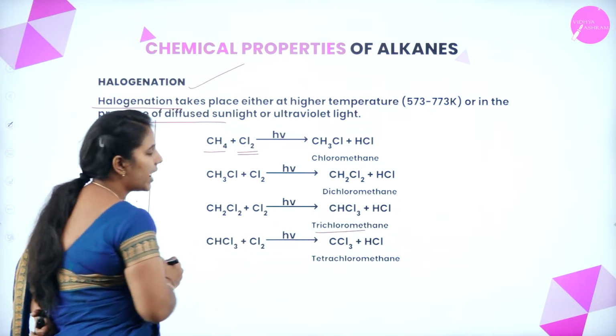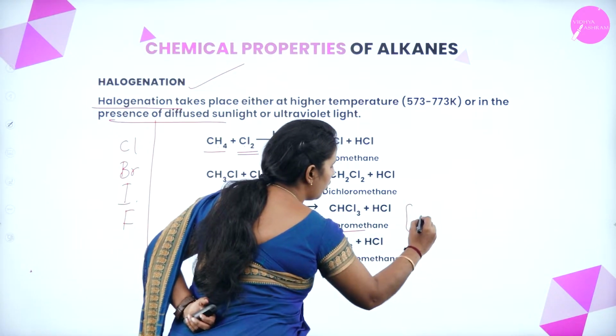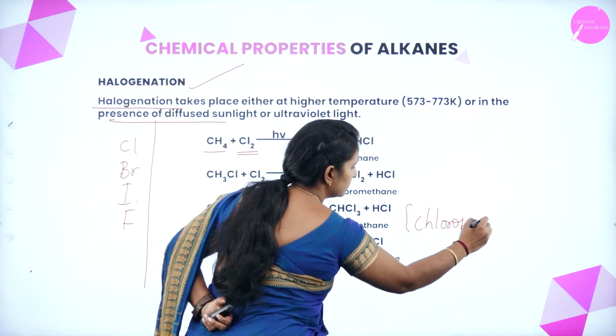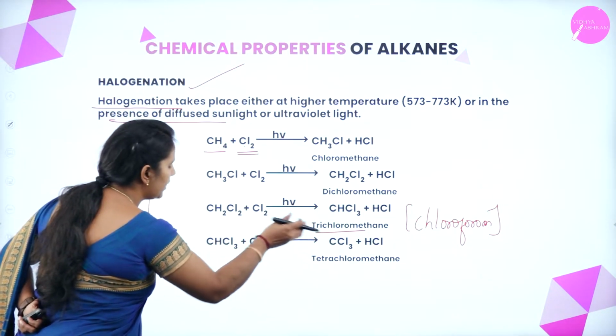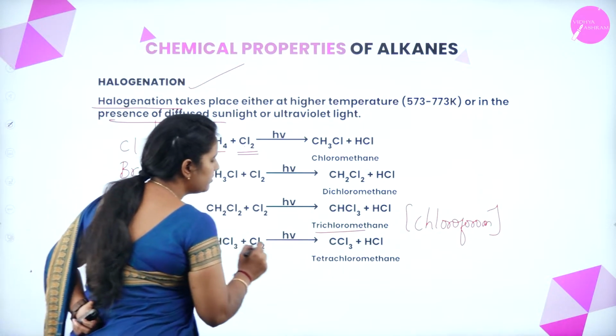When this dichloromethane is again treated with the halogen in the presence of sunlight, one of the hydrogens will be removed to form trichloromethane, or you can say that it is chloroform also. Next, if you take this trichloromethane and react it with the halogen in the presence of sunlight, it forms what?